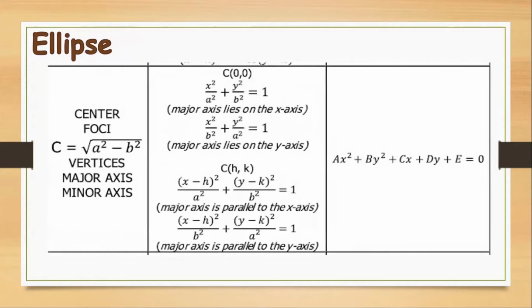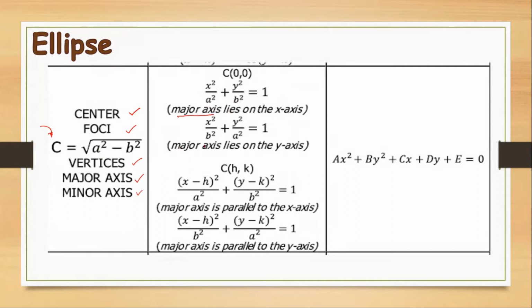Let's continue with the next. We have the ellipse. So please remember this one. We have the center, the foci, where c equals the square root of a squared minus b squared, the vertices, the major axis, and the minor axis. And for the equation, we have x squared over a squared plus y squared over b squared equals 1 if the major axis lies on the x-axis.